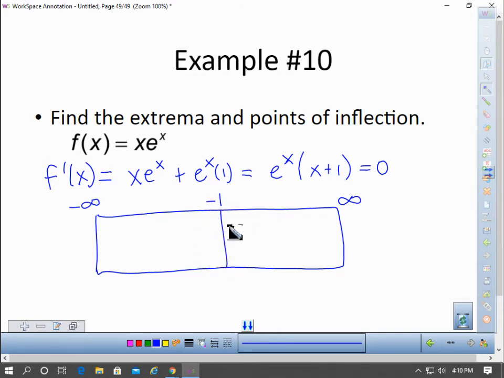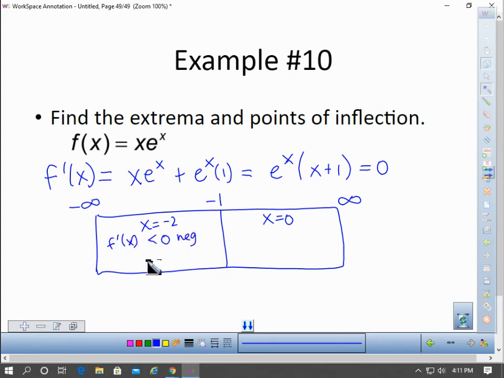And then remember, we're picking a number in each one of these. So between negative infinity and negative 1, I might pick x is negative 2. And between negative 1 and infinity, I might pick x is 0. And then I'm putting that in my derivative. e to the x is always a positive number, so I don't have to put it in there. So all I need to do is plug this into the x plus 1. So when I plug negative 2 in here, negative 2 plus 1 is going to give me a negative answer. So that means my first derivative is less than 0.